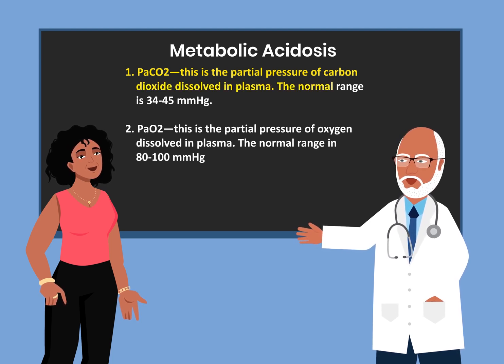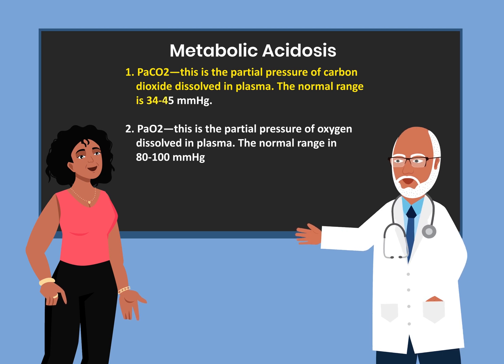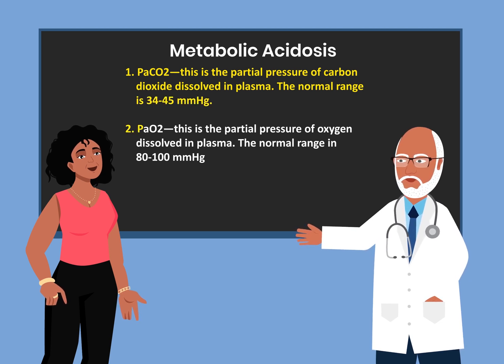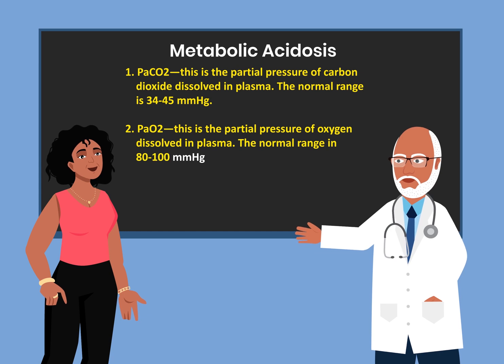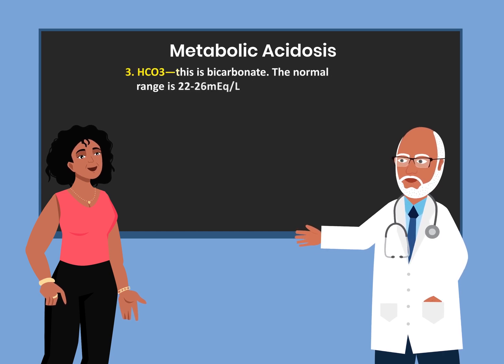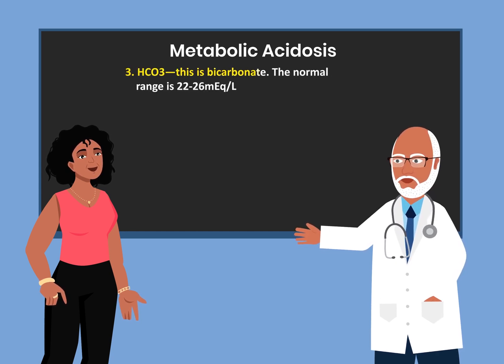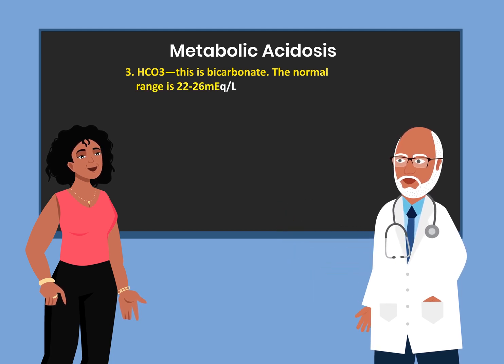The normal range is 34 to 45 millimeters of mercury. The PO2, this is the partial pressure of oxygen dissolved in plasma. The normal range is 80 to 100 millimeters of mercury. And the bicarb, HCO3, the normal range is 22 to 26 milliequivalents per liter.